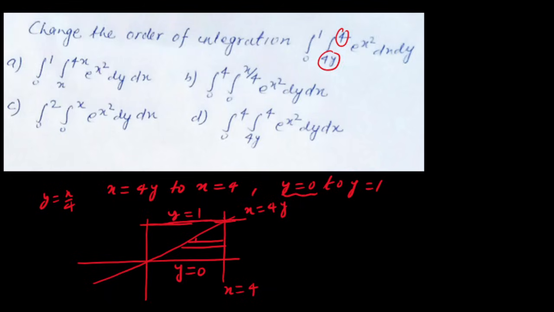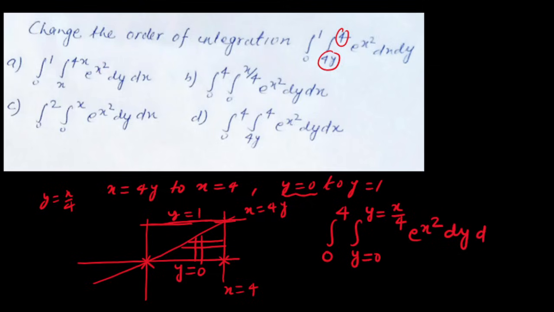This line, if I ask what is the equation of this line, so this line is y is equal to 1. So if I have to change it to a vertical strip, what will happen? The limit of y will start at 0 and it will go up to this line, that is x is equal to 4y. So y will be equal to x by 4, and then you have to move it from this point to this point, means x is equal to 0 to x is equal to 4, and then we have e to the power x squared dy dx.